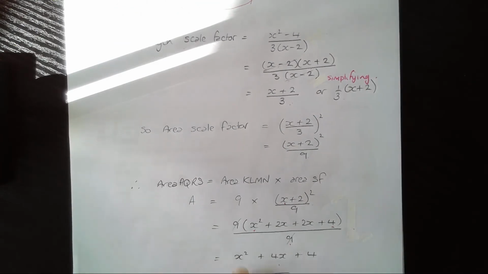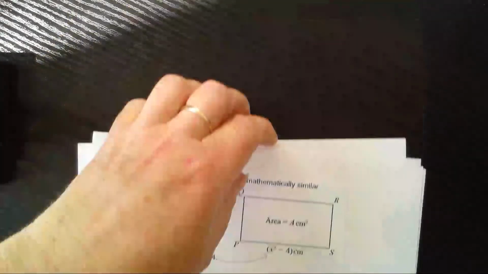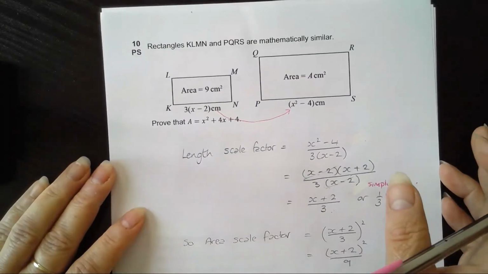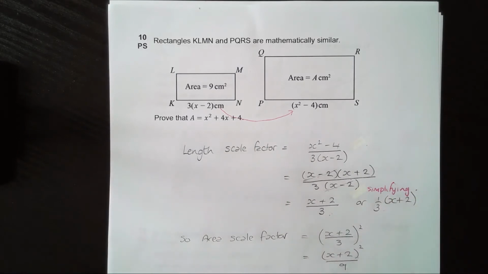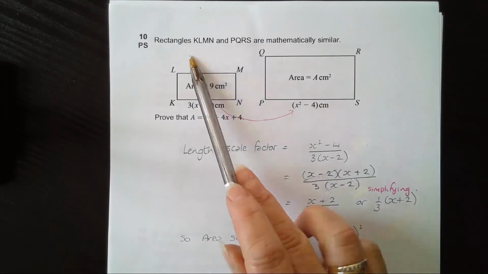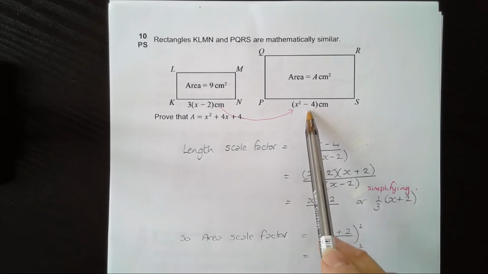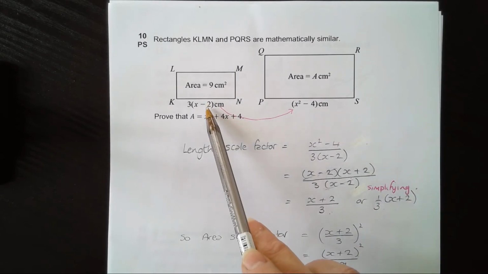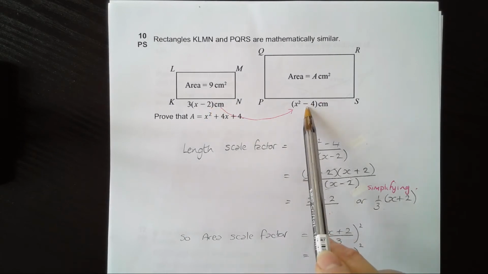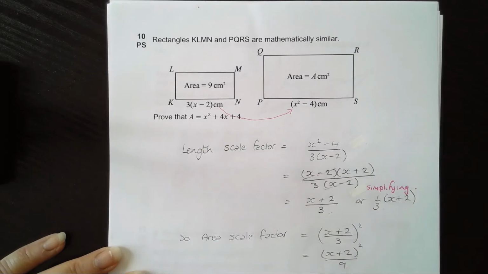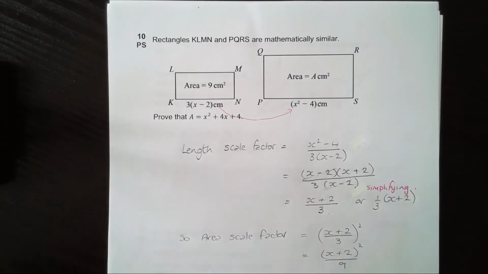Now then, on to the last difficult questions here. So, this time we've got a purely algebraic one. So, rectangles KLMN and PQRS are similar, which means there is a scale factor that multiplies this to get that. And once I know what that length scale factor is, I can work out the area, which is what I need to prove. So I do it in exactly the same way as I would have done with numbers. It's no different, it's a bit of algebra.